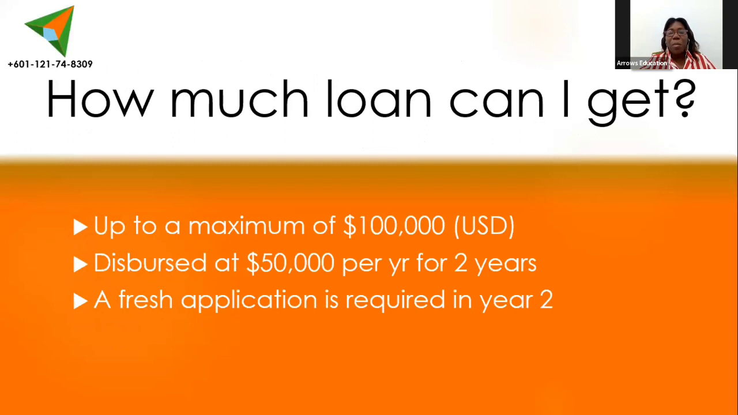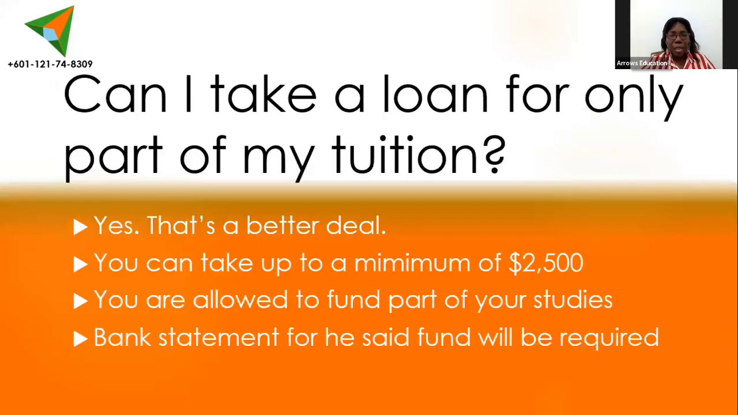You can get up to a maximum of $100,000, and it is disbursed at a maximum of $50,000 per year for 2 years. So when you get the one for the first year, you are going to have to make a fresh application for the second year. It's possible that you may not want to go for a loan again the second year, so there's no need for them to disburse.